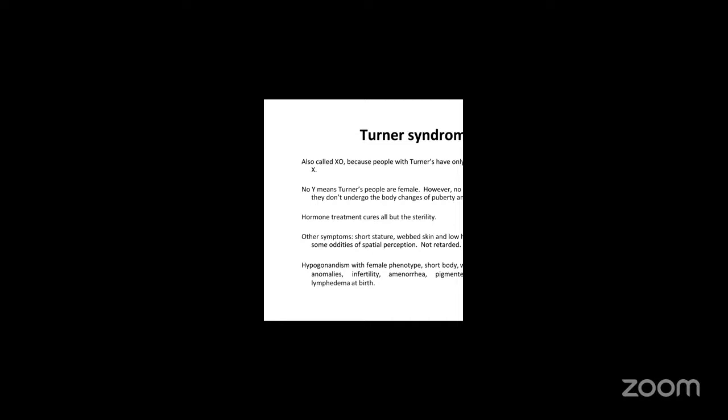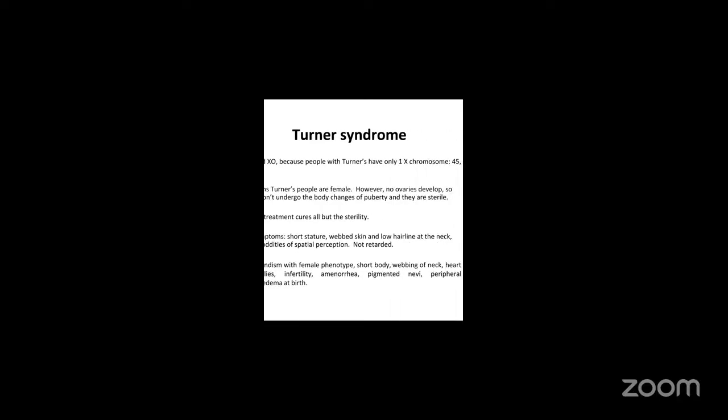So no Y means Turner people are female. So when they don't have Y, Turner syndrome occurs in the female but not in the male. However, no ovaries will develop, so they don't undergo the body changes of puberty and they are sterile. So that is why they are sterile.